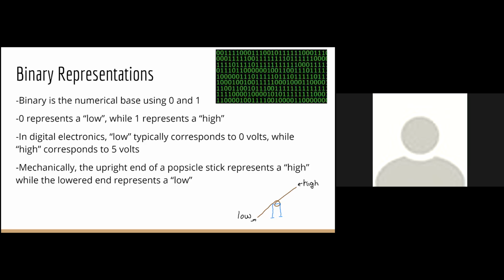Mechanically, the way we did it, or I guess the way the problem asked for it, was to have popsicle sticks at angles where the low or down pointing side of the popsicle stick corresponds with the 0 and the high corresponds with the 1.